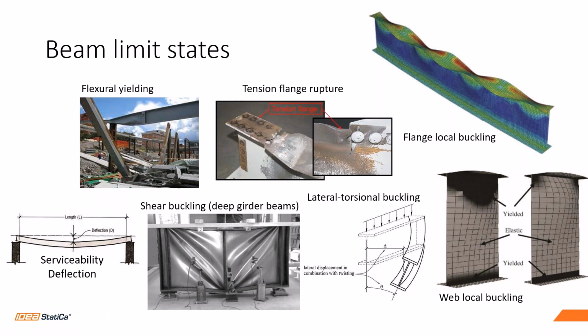Let's start with a quick reminder of what limit states should be checked in beams based on AISC, right? We have the flexural limit states like yielding, local buckling, lateral torsional buckling, tension flange rupture. We also have the limit states for shear, for instance, in this case, a shear buckling issue in a deep girder beam. And then for serviceability, we have the deflection and vibration checks as well. So all these limit states are covered by AISC formulae.